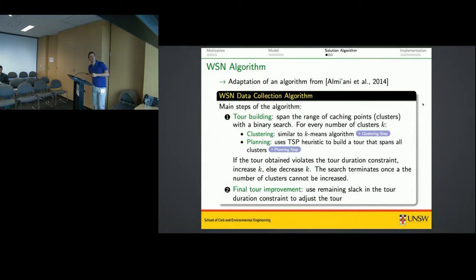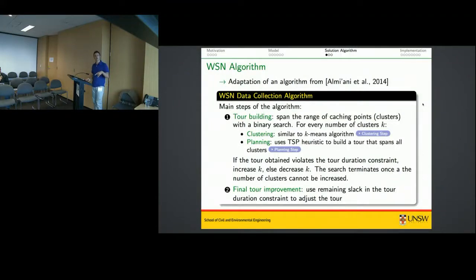Actually, it should be decreased, and otherwise we'll increase it. So every time we have a tour which is too long, we want to reduce the number of points to visit. Every time the tour is too short, we can increase. Maybe it's not possible, but we look if we can increase the maximum number of clusters.